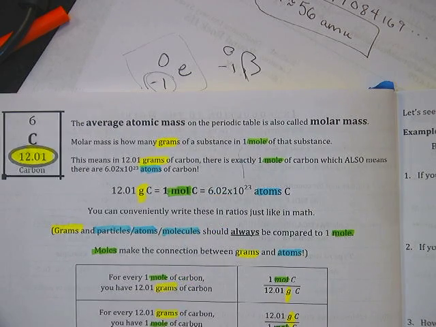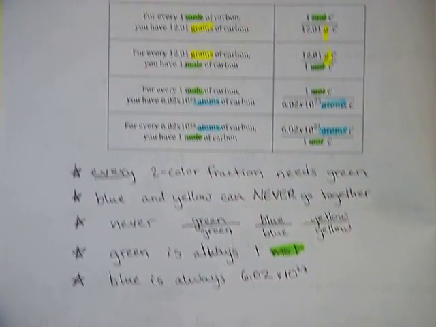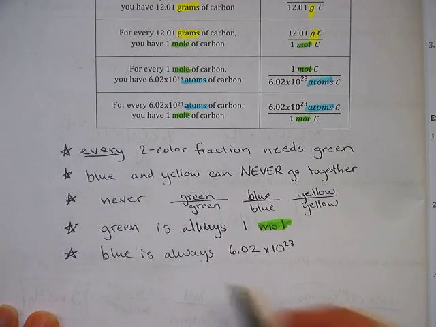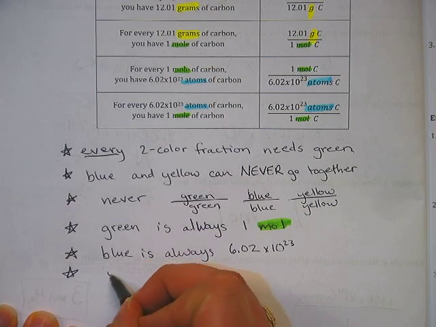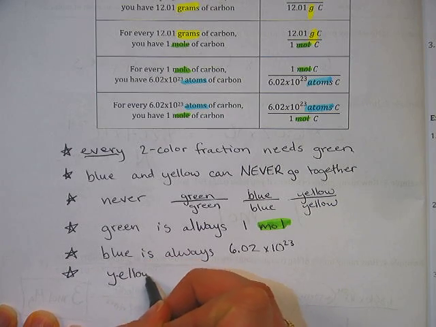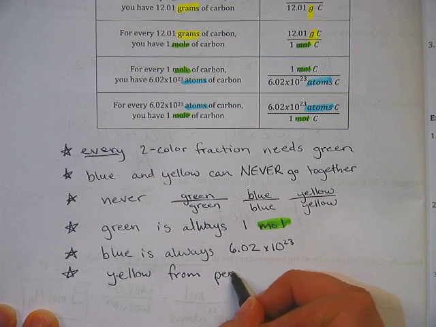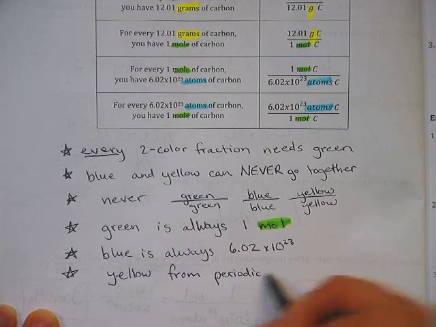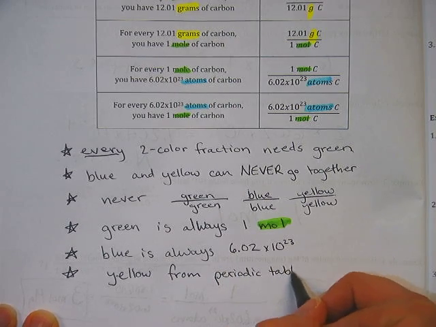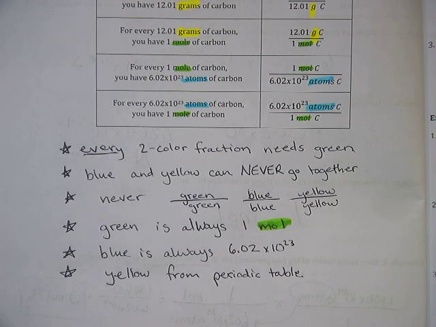So does that mean grams will always be the atomic mass? Yes, that means that yellow, grams, is always going to be the atomic mass from the periodic table. That is exactly what that means, Serena. Good job. Yellow is always going to be, grams are always going to be from your periodic table.